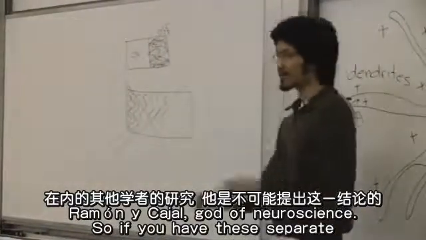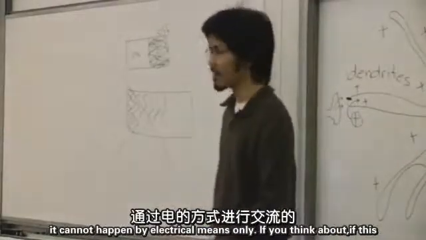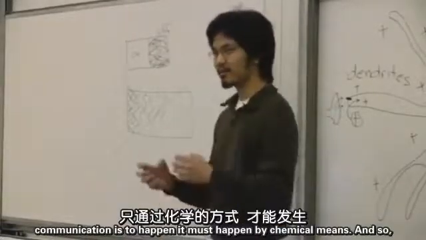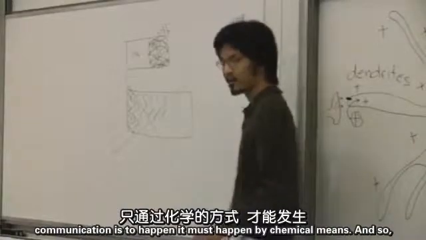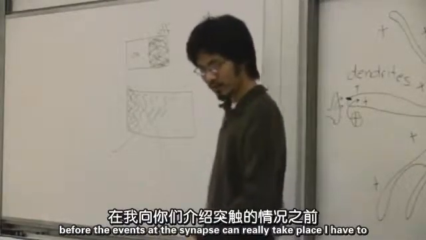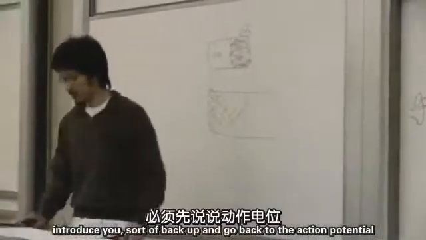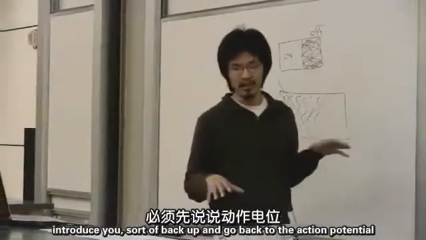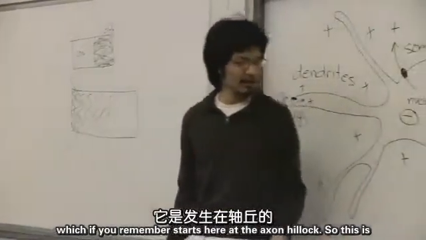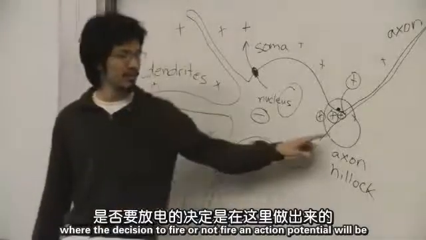So if you have these separate neurons that are separate cells, if one is to communicate to another, it cannot happen by electrical means only. If this communication is to happen, it must happen by chemical means. And so before the events at the synapse can really take place, I have to back up and go back to the action potential, which, if you remember, starts here at the axon hillock. So this is where the decision to fire or not fire an action potential will be made.